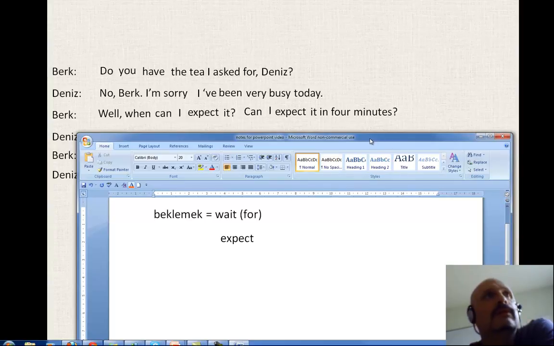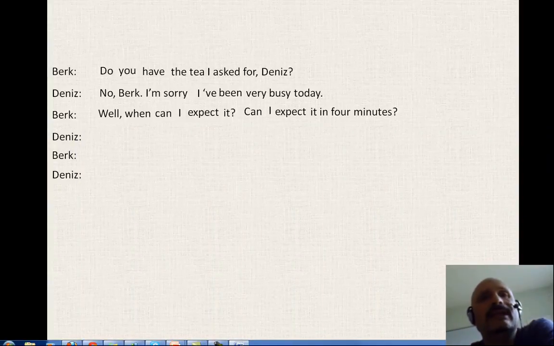So Berk wants to know, when can he expect his tea? He wants his tea. When can I expect it? Can I expect it in 4 minutes?